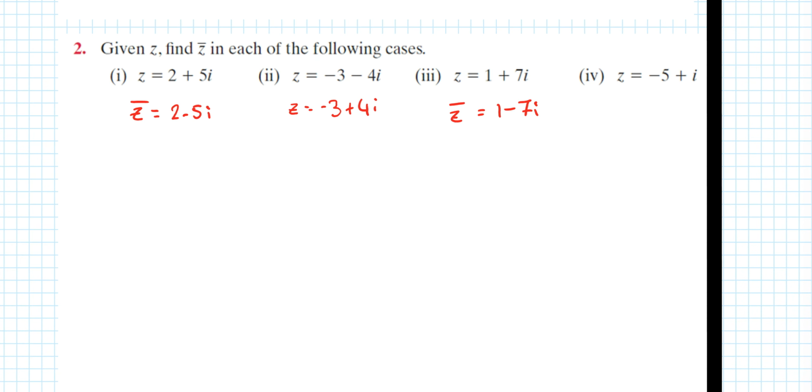So, for example, given z, find the z conjugate, or z bar, in each of the following. The only part that's different is the imaginary part. The imaginary part changes sign, the imaginary part changes sign, and what would this be? It would be z bar is equal to minus 5 minus i.